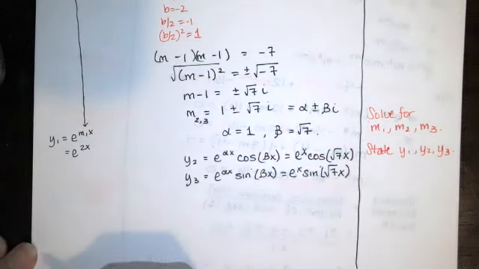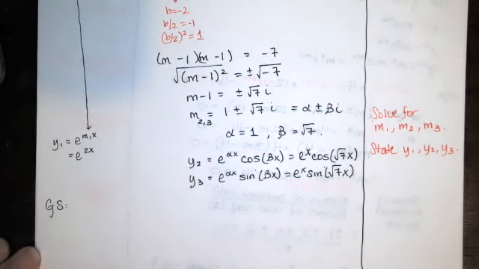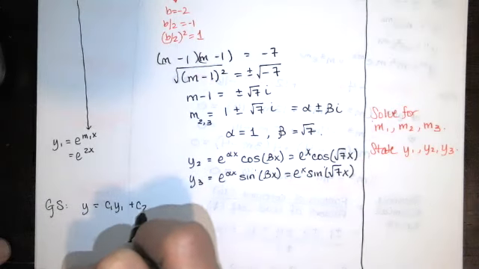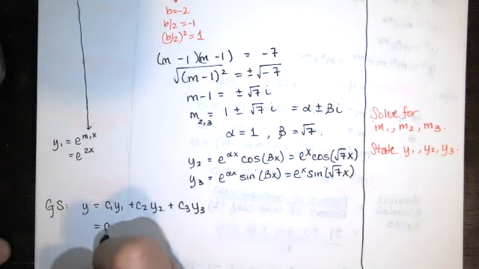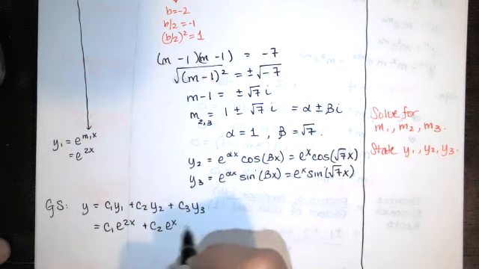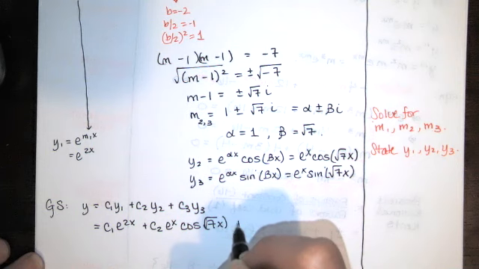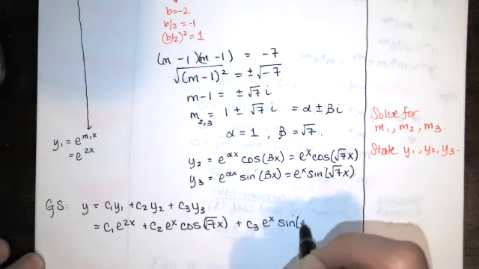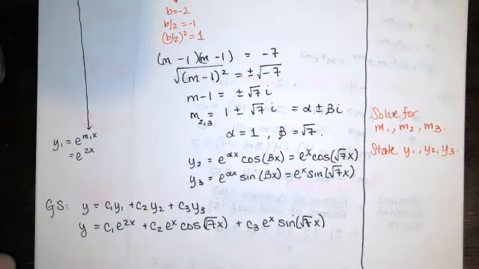And then the general solution of the homogeneous linear differential equation with constant coefficients is y equals c1y1 plus c2y2 plus c3y3. So that's c1 e to the 2x plus c2 e to the x times cosine of square root of 7 times x plus c3 e to the x times sine of square root of 7 times x. Okay.